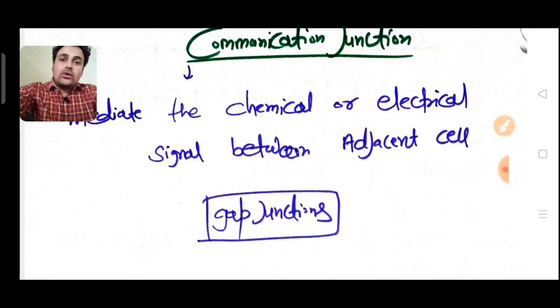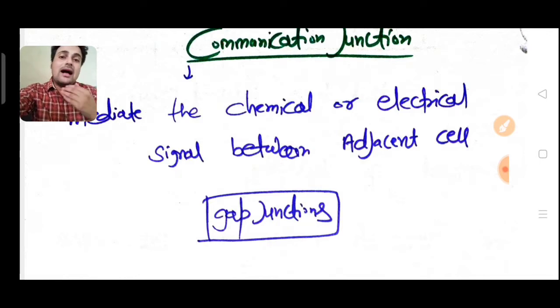Okay. So last video we have already discussed one communication junction that is found only in plant cells, that is plasmodesmata. Now we will be talking about the communication junction that is found in animal cells, and we call it gap junctions. Okay, so you need to write down that three types of junction can be found. First one is communication junction, second one is anchoring junction, third one is occluding junctions.